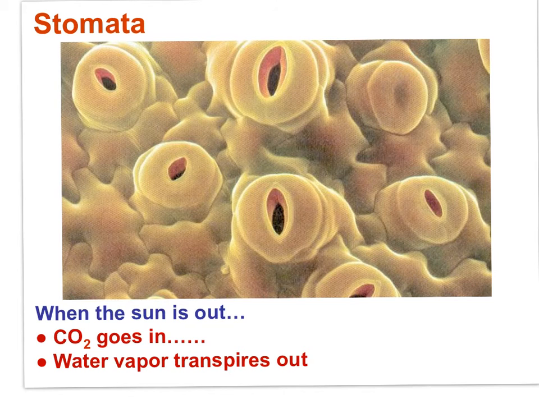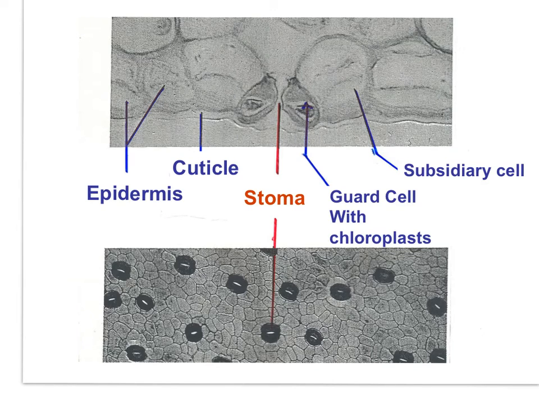Here is a micrograph of open stomata. Carbon dioxide enters the leaf when the light is on and photosynthesis is happening. When stomata are open, water also transpires out. Here are two micrographs of stomata. The upper image shows the stoma and the guard cells from a cross-section view. The lower micrograph was taken of the underside of the leaf. We can see many open stomata with the dark guard cells surrounding each stoma.